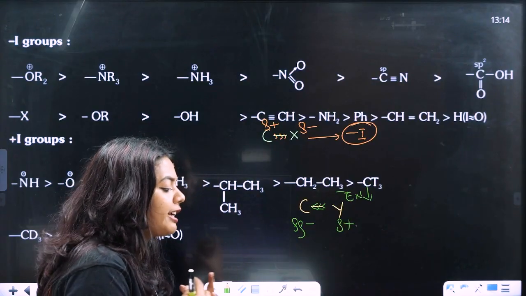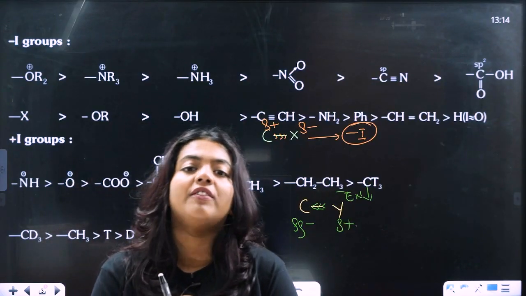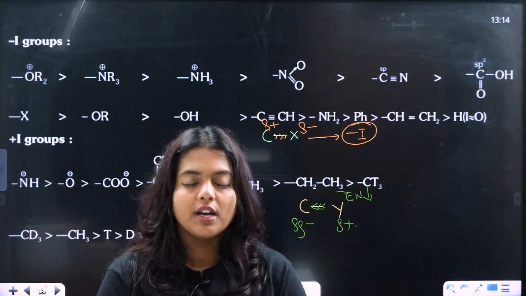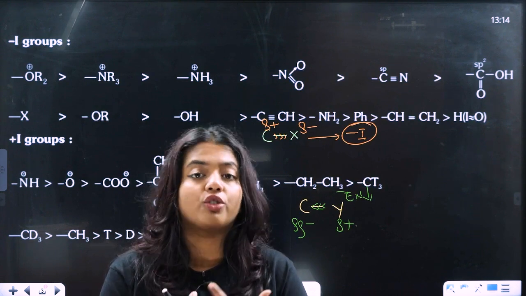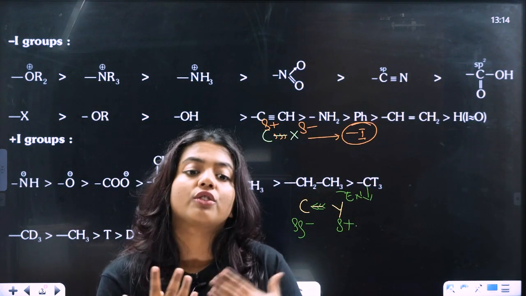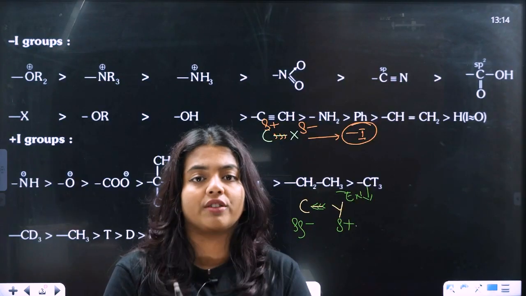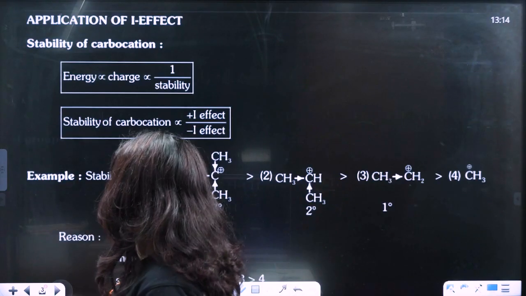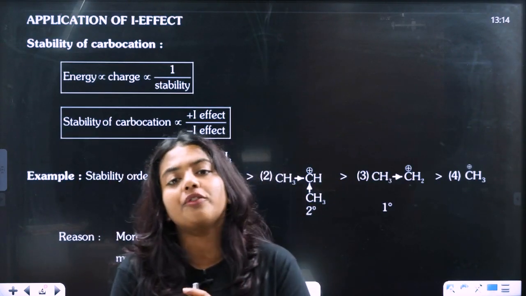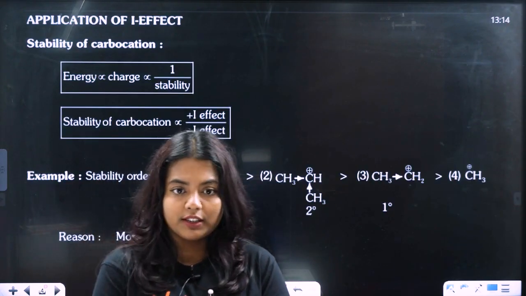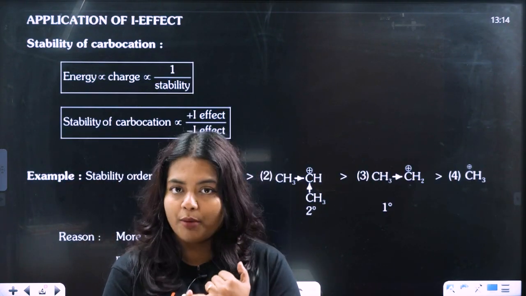Minus I groups are electron withdrawing groups, so they will be having a vacant orbital, they need electrons. Plus I groups have excess electrons, they are ready to give electrons, which means they carry a negative charge. So electrophile and nucleophile. Now, the first application of the I effect is the stability of the carbocation.